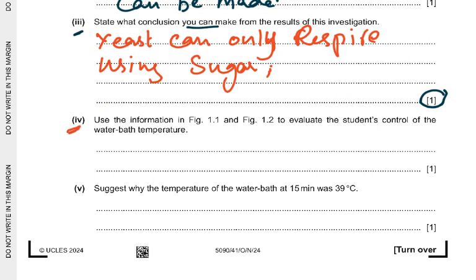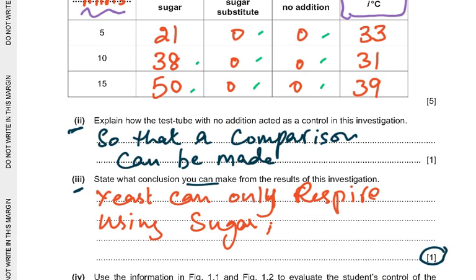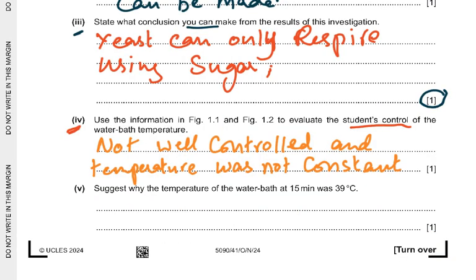Then they've asked you part 4, use the information in figure 1.1 and 1.2 to evaluate the student's control of the water bath. Now you can see the water bath is not very helpful because sometimes the temperature was 33, then 31, then 39. So it was not well controlled and the temperature fluctuations were there. So not well controlled and temperature was not constant. Then it says suggest why the temperature of the water bath at 15 minutes was 39. Maybe too much hot water was added.